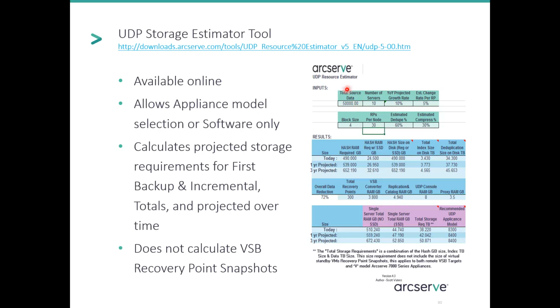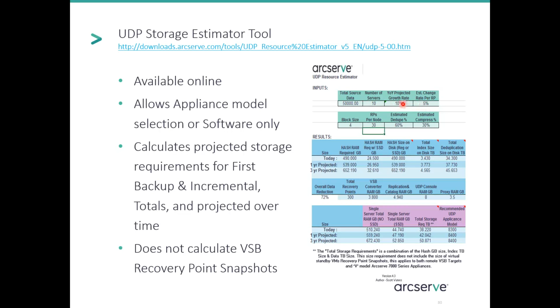The first thing we need to know is how much data you're protecting. This is in gigabits. So the input here is 50 terabytes. Number of servers is next. Growth rate: in a year from now, what do you anticipate it will increase from the 50 that we originally started with? Or if you had a backup, what is it compared to today, a year ago? Whatever that value is goes here.